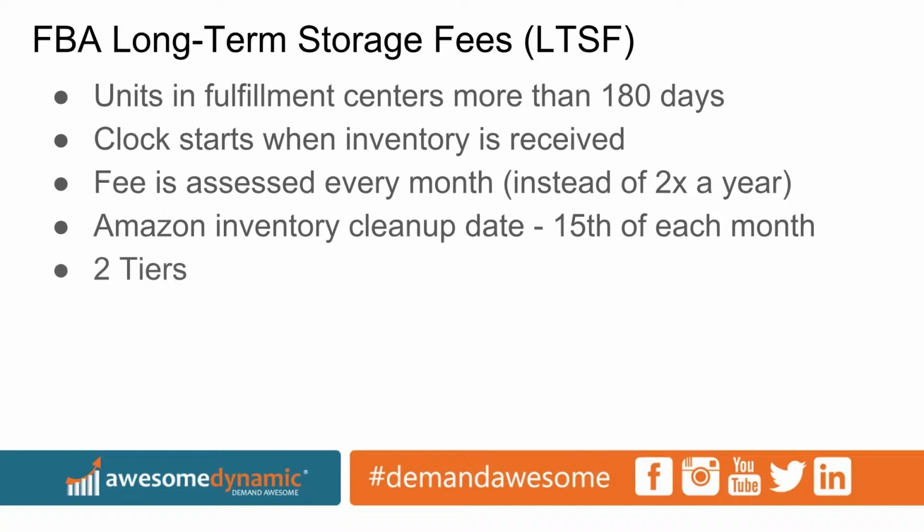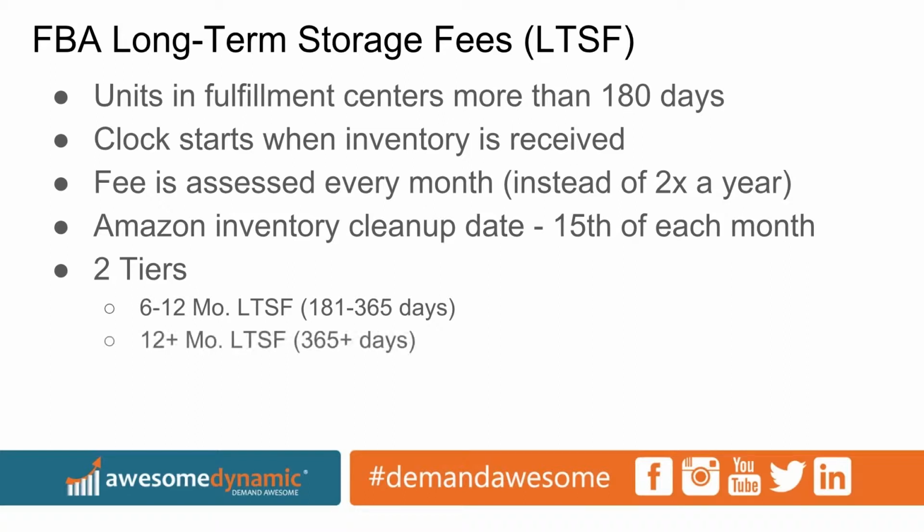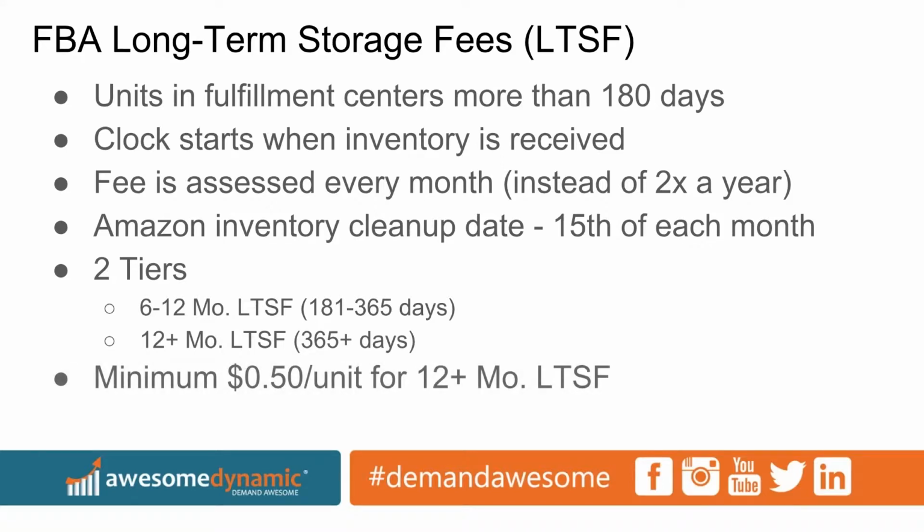Once again, there are 2 different tiers when it comes to long-term storage fees. The first tier is when you have your inventory between 6 and 12 months at Amazon, so 181 to 365 days. And then we have the 12+ month long-term storage fees, which is when inventory is there longer than 365 days. The other thing to take note of is that if you do have inventory in for longer than 365 days, Amazon charges a minimum of 50 cents per unit.